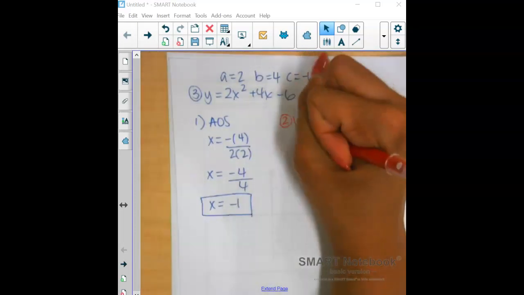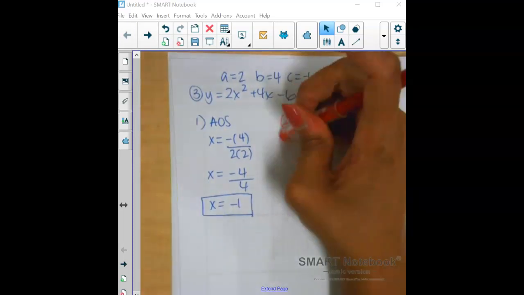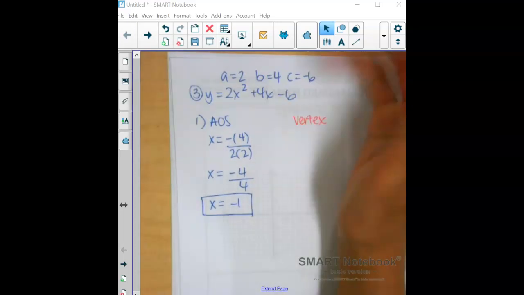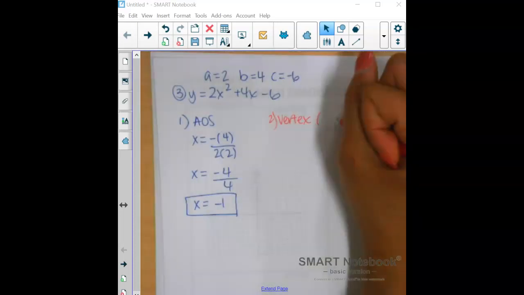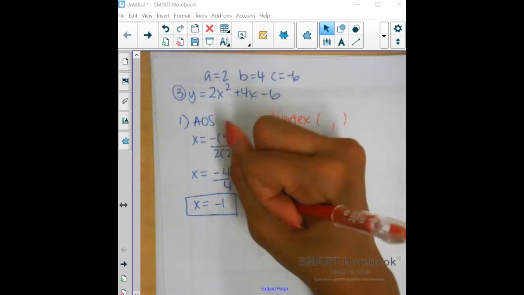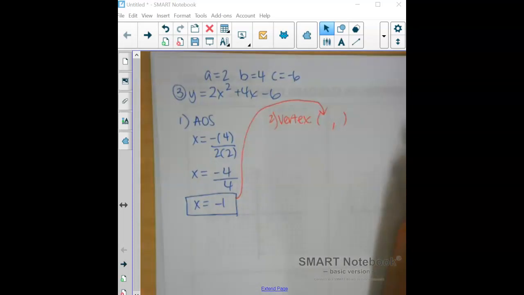Step 2 is to find your vertex. All right. Part 2 is to find your vertex. The x value from your axis of symmetry is the same as the x coordinate for your vertex, so just recopy it. What do I do to find the y again?